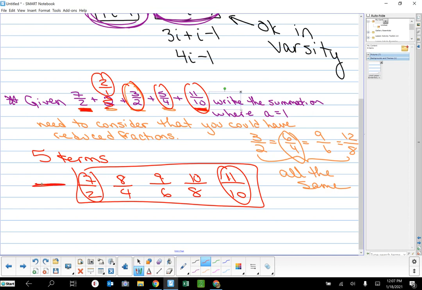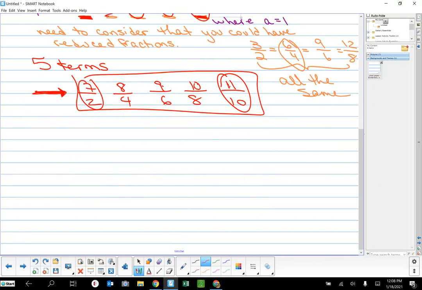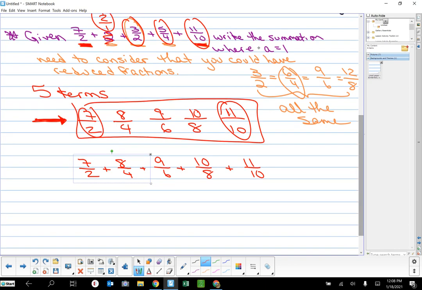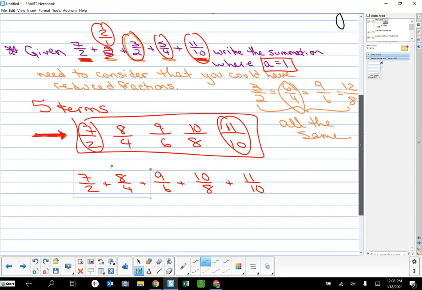So this thing is growing. This is what they started out as, right? Before they're reduced. So we're going to deal with this. And I just kind of guessed and came up with some stuff. So let me rewrite those and then let's see if we can find a pattern. So we have 7 over 2 plus 8 over 4 plus 9 over 6 plus 10 over 8 plus 11 over 10. Now, I think, oh yeah, A is 1, right? We were told this right at the beginning. A has to be 1.